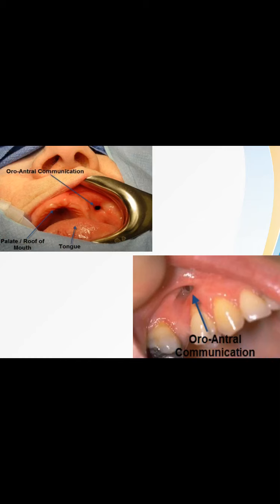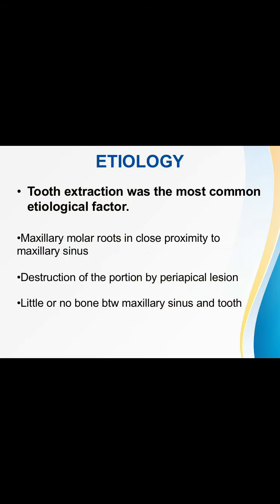In the first case, it is on the maxillary region, and in the second case, it is on the labial surface of the maxilla. Now, the etiology of oroantral communication.